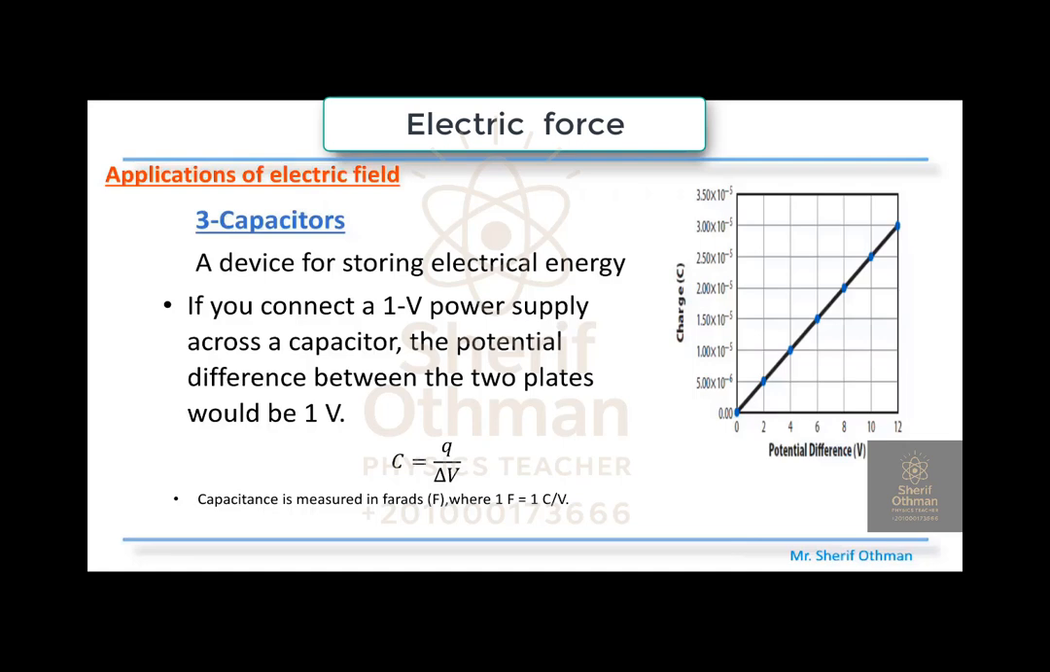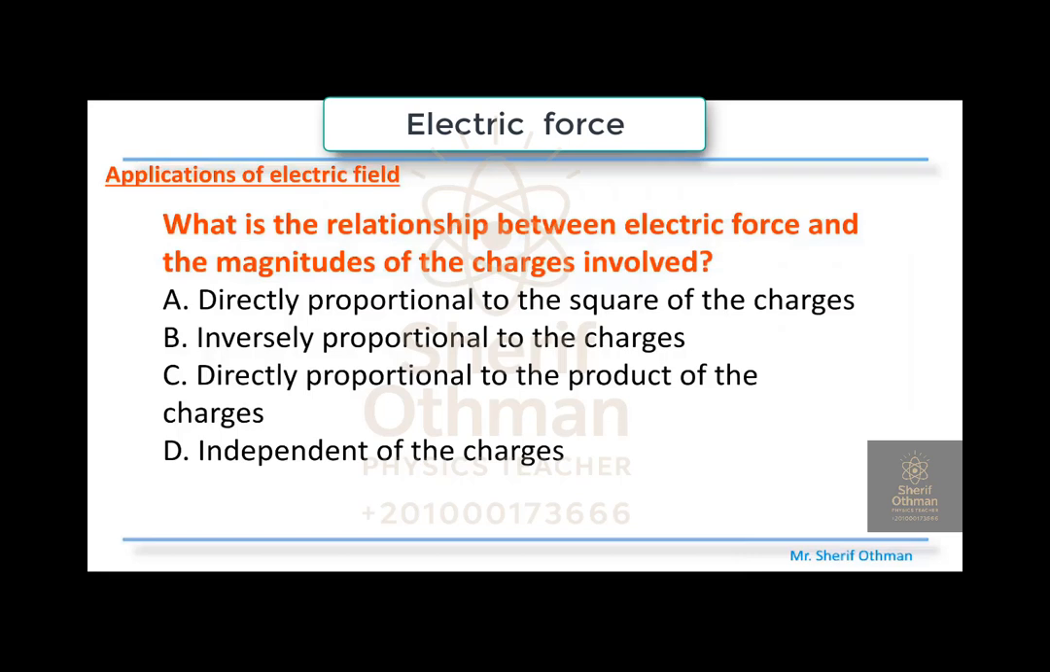If you connect a 1 volt power supply across a capacitor, the potential difference between the two plates of the capacitor would be 1 volt. Till the potential difference which is connected is removed, the capacitor will be able to discharge this 1 volt again. So the capacitance is the amount of charge stored in it divided by the potential difference between its plates. And we are going to study the capacitor later, guys.